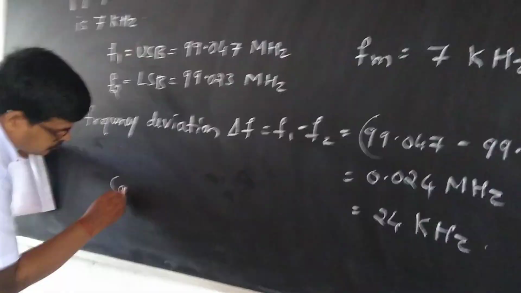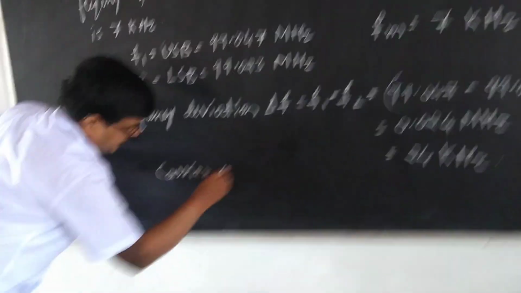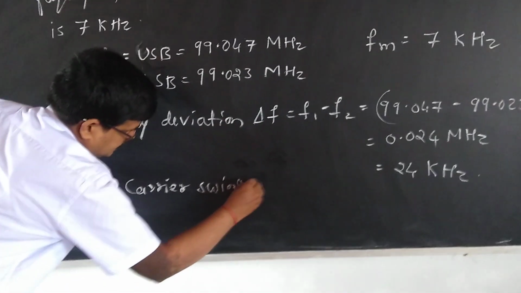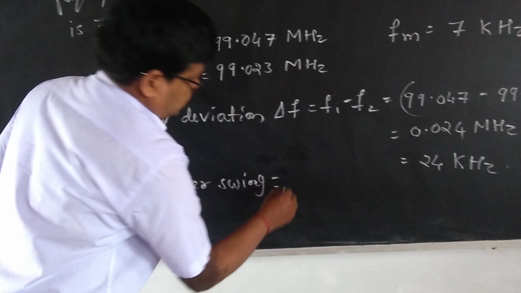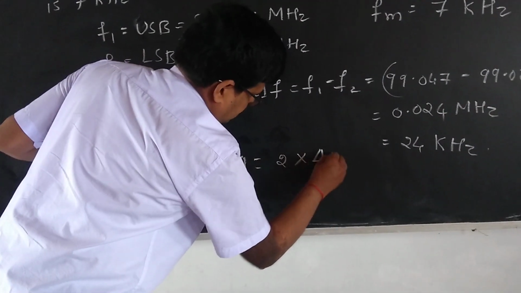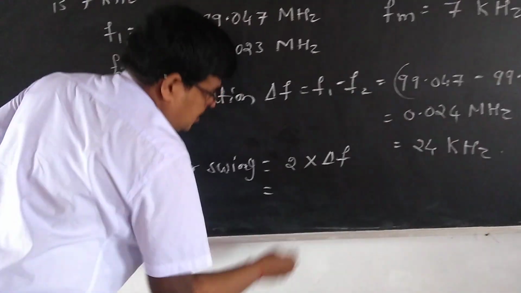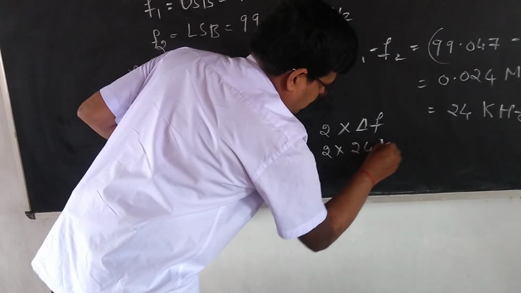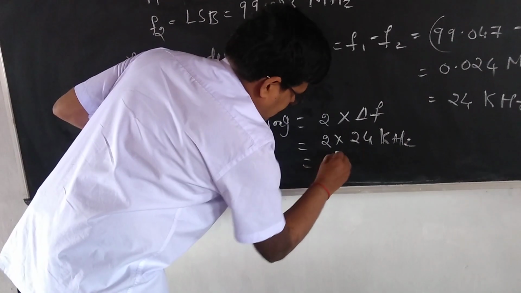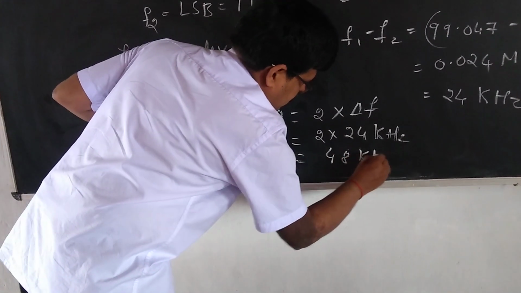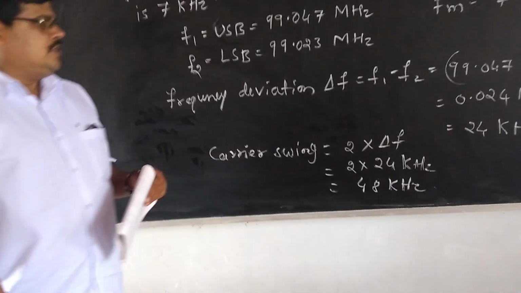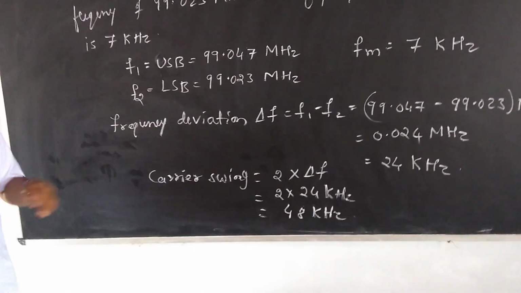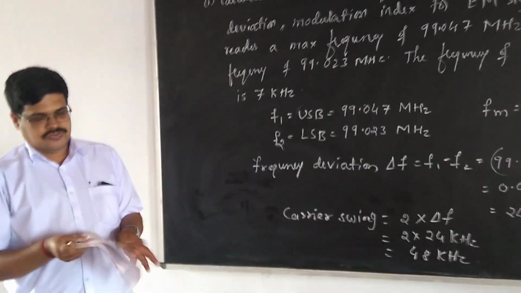Then the carrier swing, another parameter we have to find out. Carrier swing is simply 2 times the frequency deviation. So the answer becomes simple: 2 into 24 kilohertz, or you can say 48 kilohertz. So we have calculated frequency deviation and carrier swing.